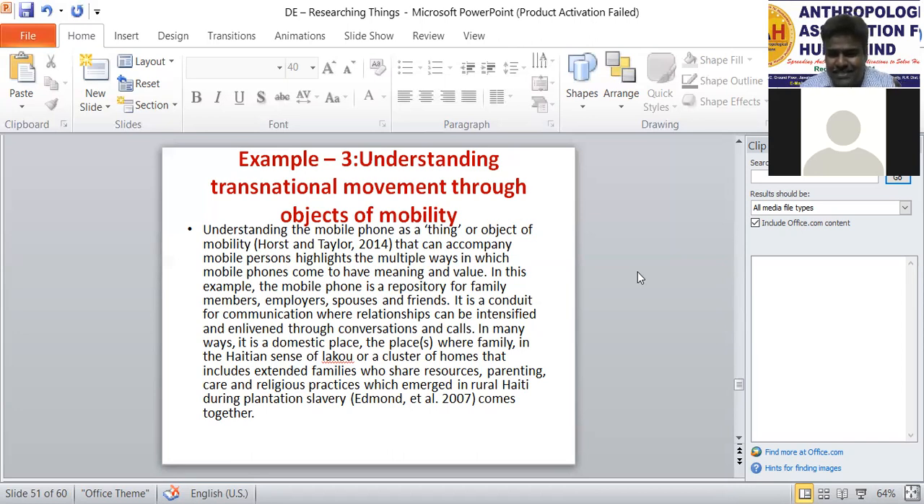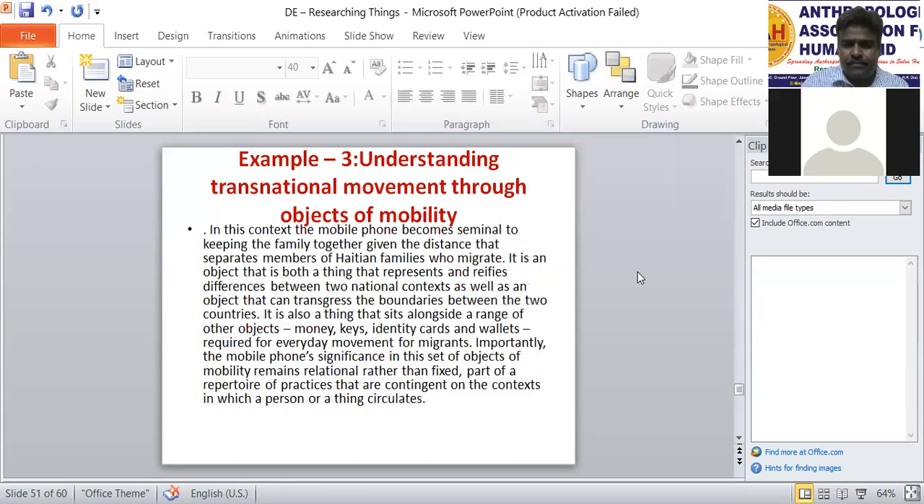The place of places where family, in the Haitian sense of lakou, a cluster of homes that includes extended families who share resources, parenting, care, and religious practices, which emerged in rural Haiti during plantation slavery, comes together. Edmond et al. In this context, the mobile phone becomes seminal to keeping the family together, given the distance that separates members of Haitian families who migrate. It is an object that is both a thing that represents and reflects differences between two national contexts.